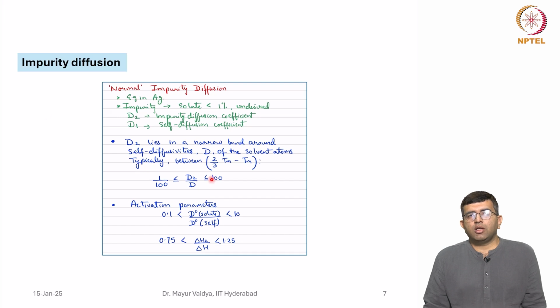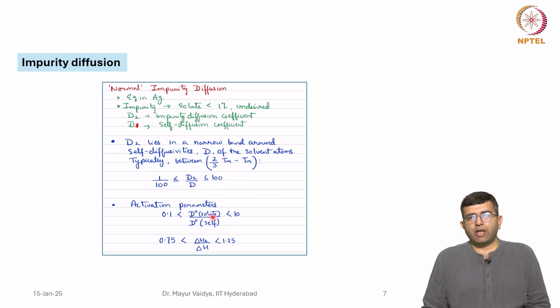So, we call, for example, the impurity diffusion coefficient D2 and the self diffusion coefficient D. This actually should not be D1, because in typical convention it is only D. So, D2 lies in a narrow band around the self diffusivity D of solvent atoms. Typically, D2 by D is somewhere between 1 by 100 and 100 in the temperature range of 2 by 3 Tm to Tm.